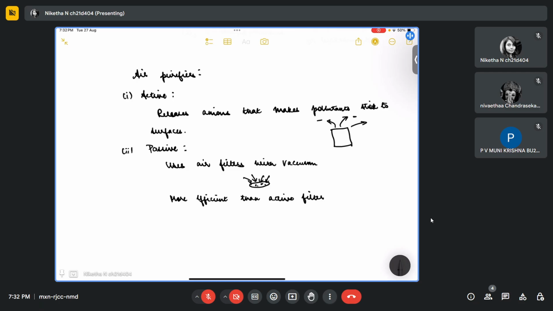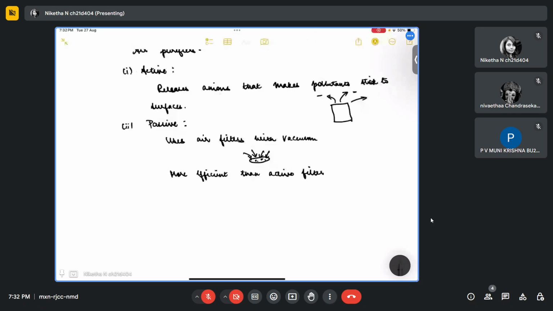Whereas in a passive filter, we use a vacuum to attract air inside. So even if the air contains a little bit of low concentration of pollutant, even that will get pulled into the filter, and that will be removed.